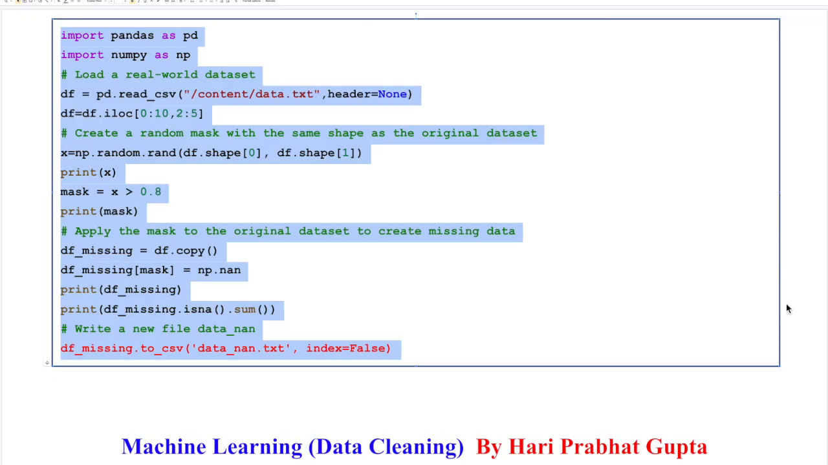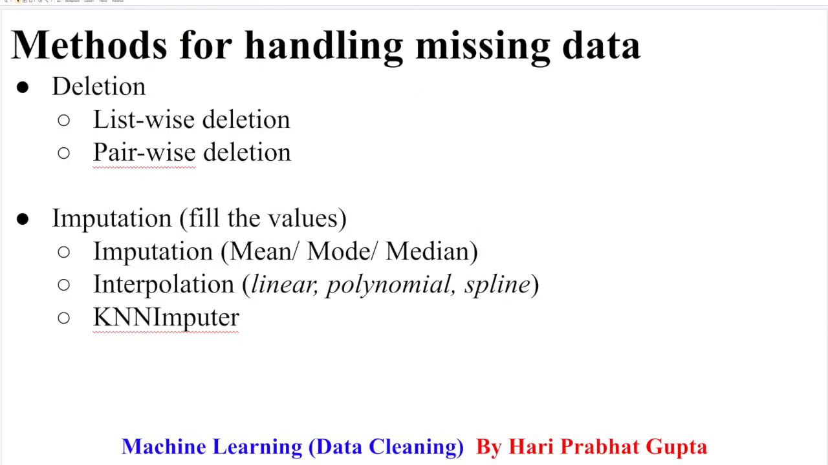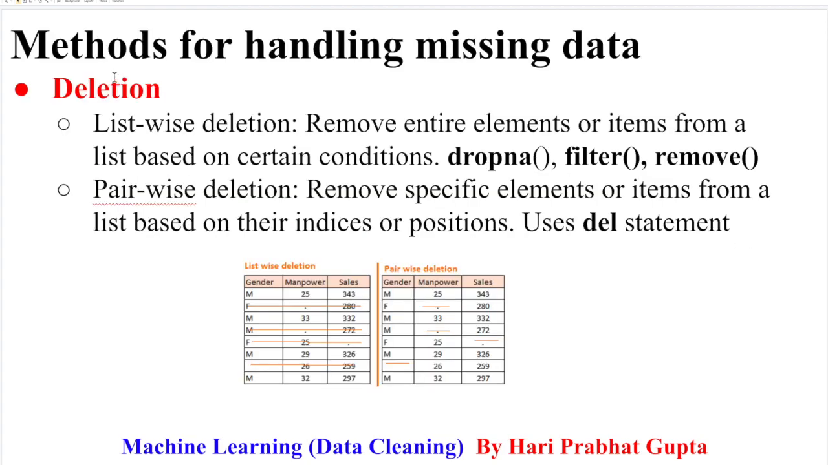Now we start on how to fill these null values. If we have some missing values, then we have two options in data pre-processing. One is that you can delete rows or columns. That is the first. Another method is that you can fill these values with the help of some interpolation and imputation methods. So first we take the deletion.